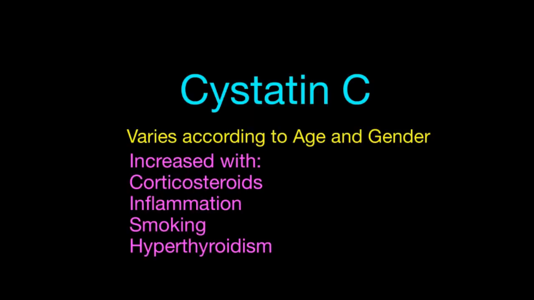So obviously creatinine has some issues with it. I mean, it varies according to muscle mass and diet. So there are a lot of variables that we can't adequately assess. But there is another endogenous marker called Cystatin C. So this is a low molecular weight protein that's produced by all nucleated cells. And so therefore it doesn't vary according to muscle mass or diet. And it does vary according to age and gender. And there are a number of things that increase the Cystatin C concentration aside from a decrease in the GFR. So things like corticosteroids, inflammation, smoking, and hyperthyroidism can affect Cystatin C concentration.